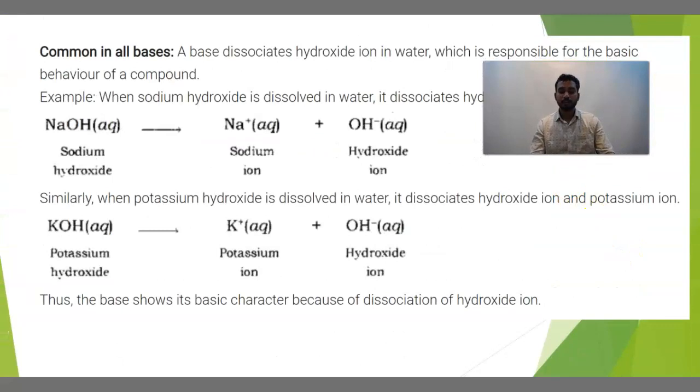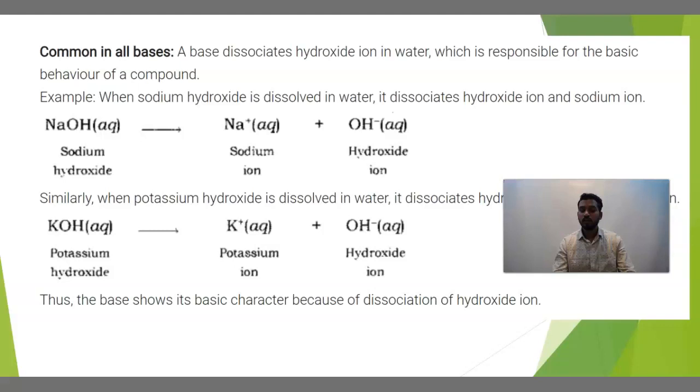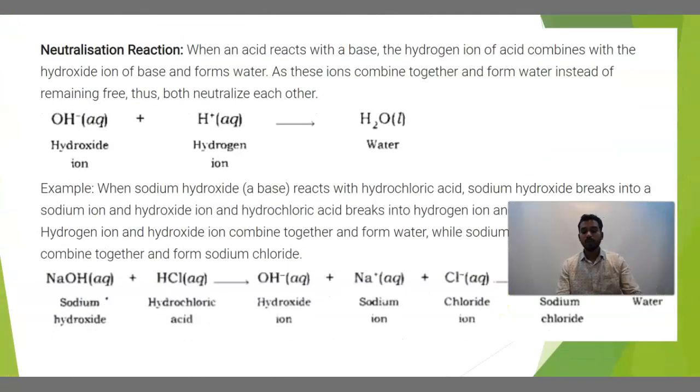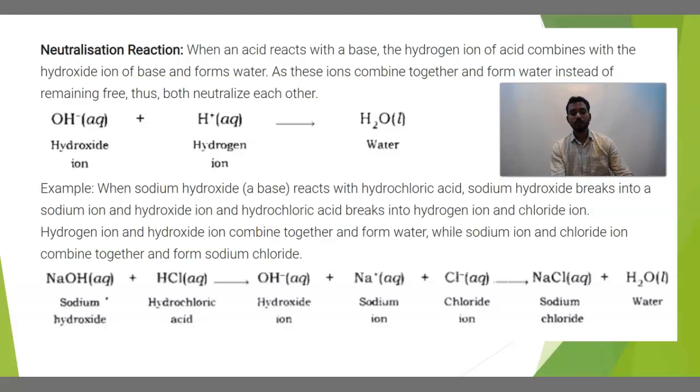Common in all bases: a base dissociates to produce hydroxide ions in water. Acid dissociates to give hydrogen ions. So which is responsible for the basic behavior of a compound? The hydroxide ions. When sodium hydroxide is dissolved in water, it dissociates into hydroxide ion and sodium ion. Similarly, potassium hydroxide gives K plus and OH minus ions. This is neutralization reaction with respect to base; before, we discussed it with respect to acid.